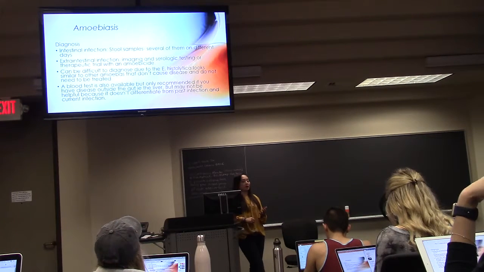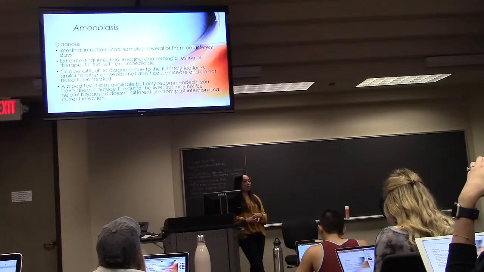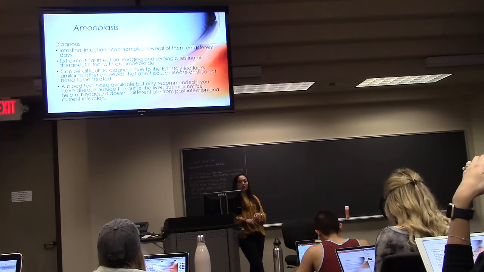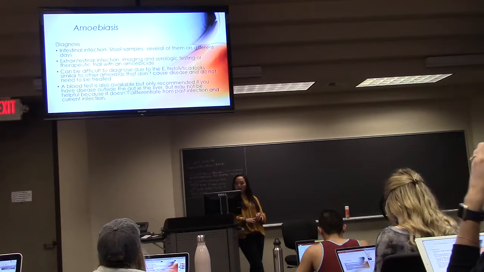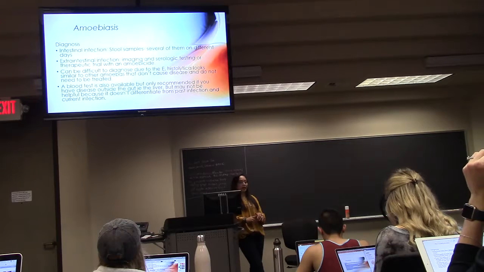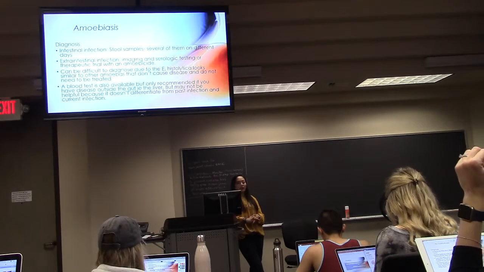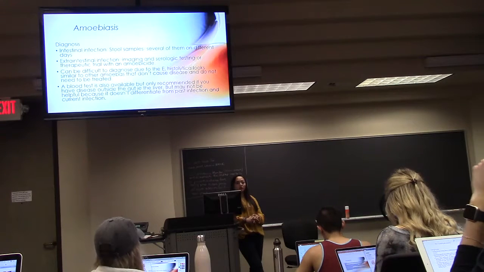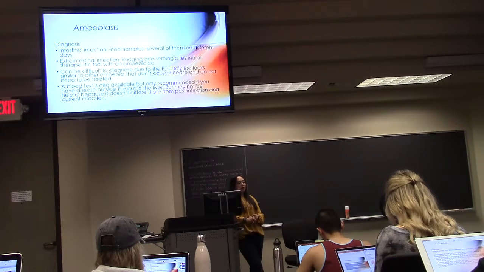And then if you have an extraintestinal infection, you can do imaging, look at the liver, do a CT or ultrasound, or you could try a trial of an amoebicide. Like I said earlier, these can be difficult to diagnose because they look like just a regular old GI bug or some other type of GI disease like ulcerative colitis or Crohn's disease.